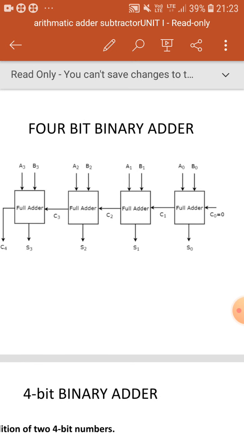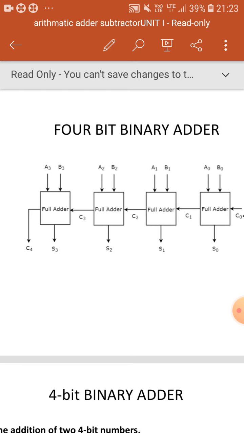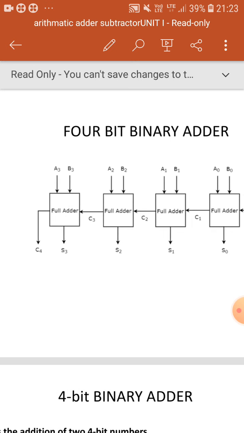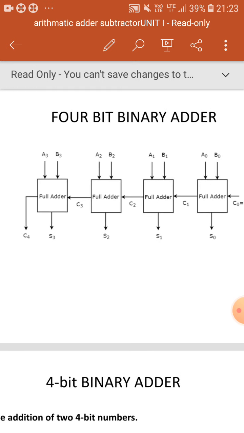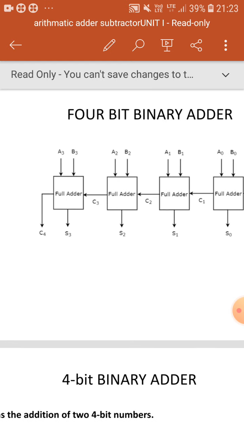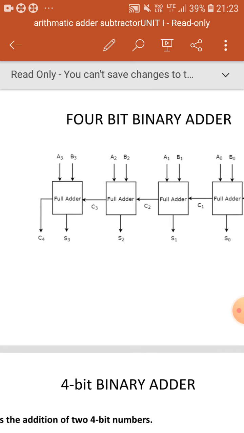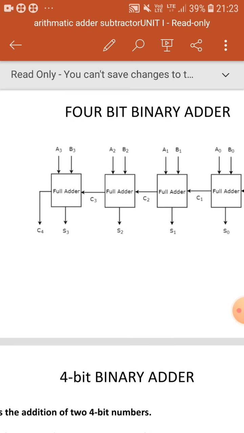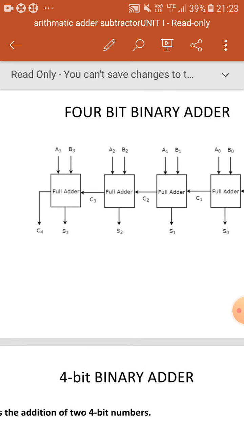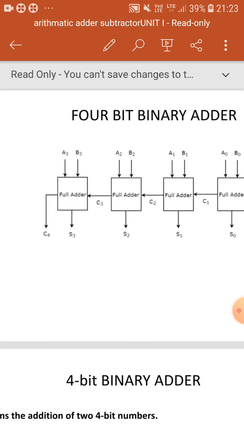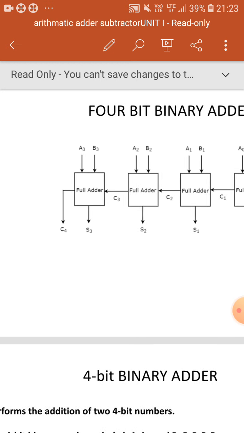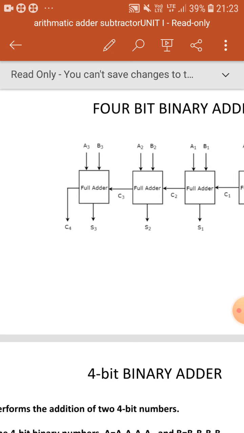This carry is applied to the second full adder. The second full adder adds A1, B1 and C1. The result will be S1 and C2. S1 is the second output. C2 is applied to the third full adder. The third full adder now adds A2, B2 and C2. The result will be S2 and C3. S2 is the sum bit, C3 is the carry bit.